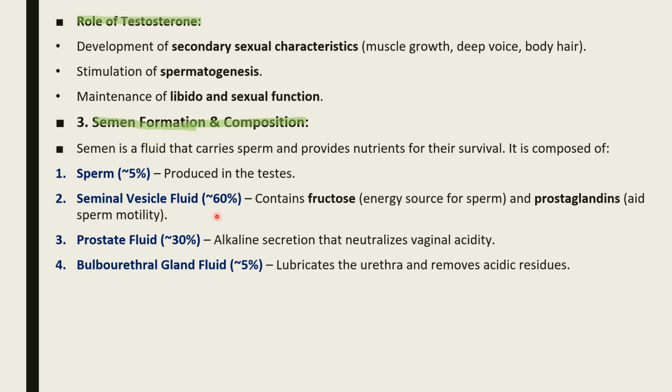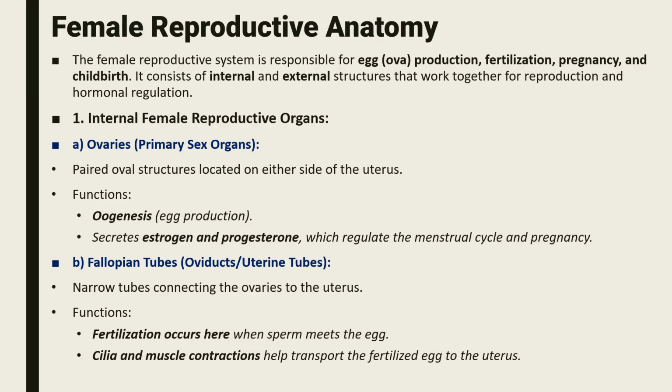Seminal vesicle fluid, 60%, contains fructose, an energy source for sperm, and prostaglandins, which aid sperm motility, while prostate fluid, 30%, is an alkaline secretion that neutralizes vaginal acidity. In the vagina there is acidity, so the prostate fluid is alkaline and neutralizes that acidity, while bulbourethral gland fluid, 5%, lubricates the urethra and removes acidic residues.